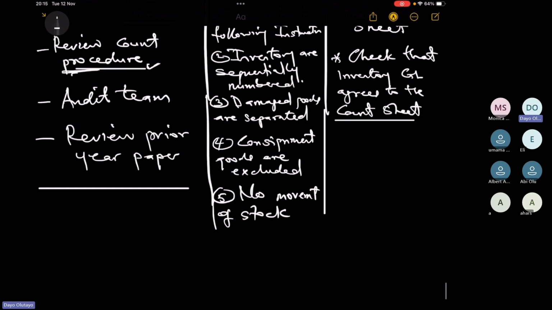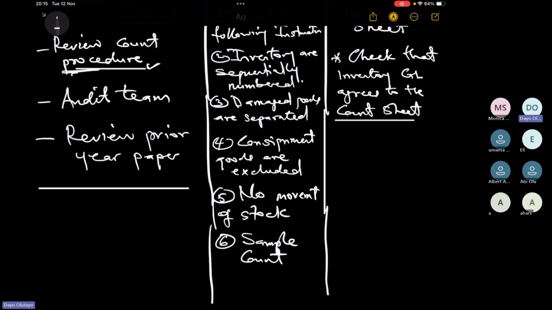I can also add one here. You can do a sample count here, but not that you have to count all the inventory. You can just do a sample count if you want to, which means you can just select a particular shelf and say, okay, step aside, Mr. John, my client. Let me just see what you just counted. And you can just count 1, 2, 3, 4, 5, 6, 7, 8.